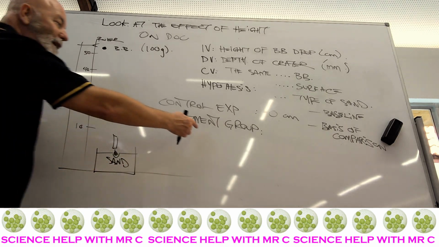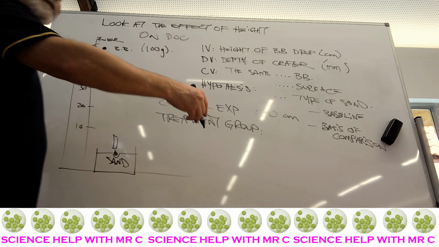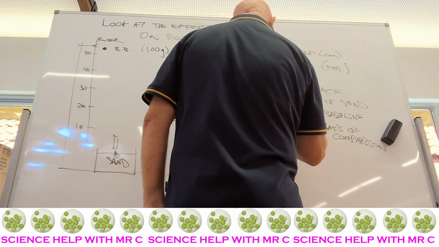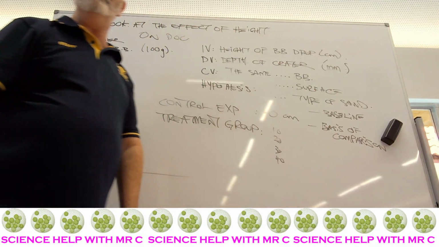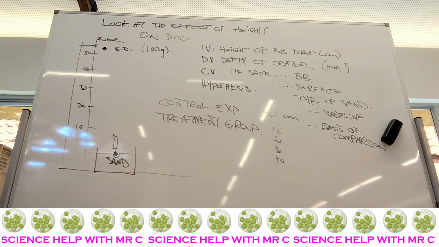Anyway, the treatment group is all the others. So that'll be 10, 20, 30, 40. That's with the independent variable.